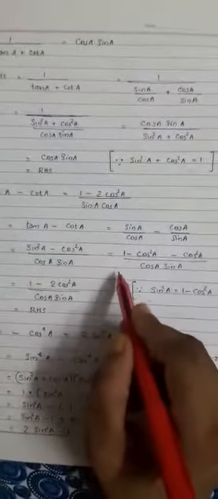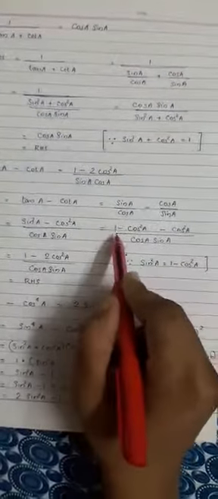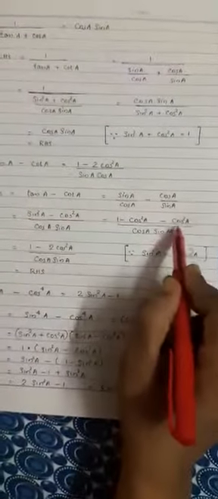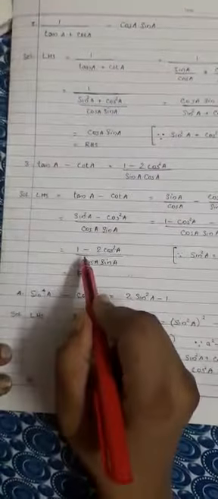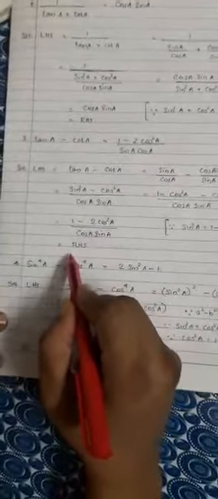So instead of sin square A you have to change with the cos square A. You know sin square theta is equal to 1 minus cos square theta. So this becomes 1 minus cos square A minus cos square A divided by cos A sin A. That is equal to 1 minus 2 cos square A divided by cos A sin A. That is equal to RHS.